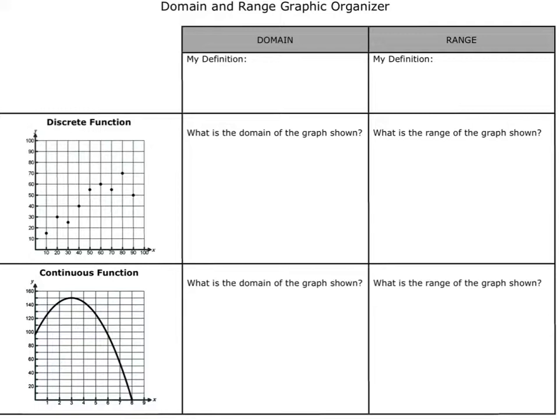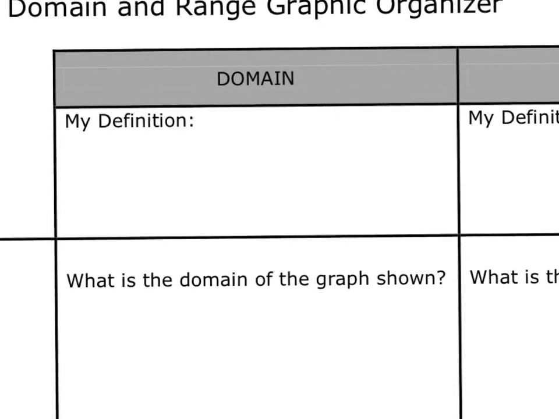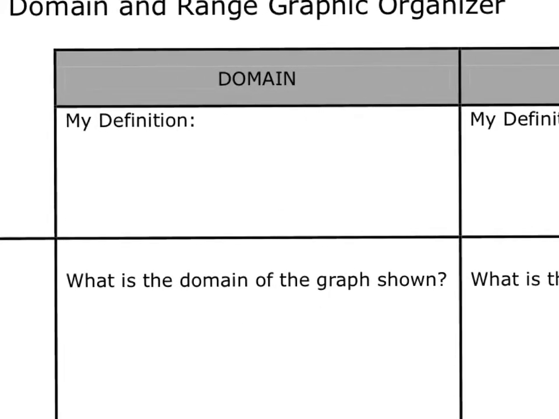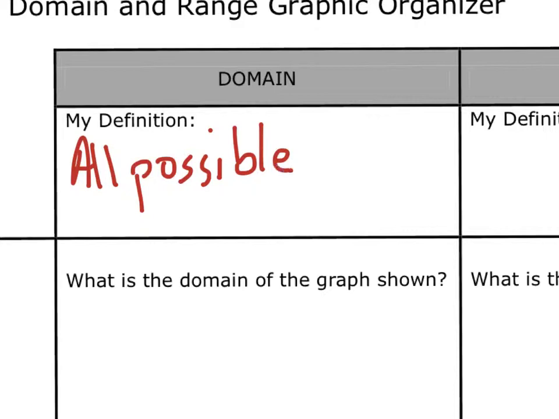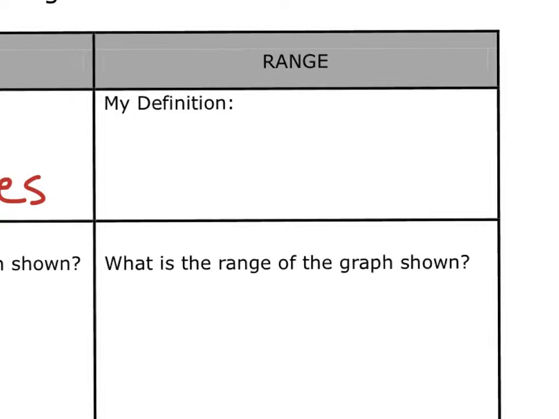Let's take a look at the domain and range graphic organizer, and let's start with the definitions. The definition for domain is all possible x values. You should know that because we talked about it in class already. So the definition was all possible x values, and logically that means that the definition for range should be all possible y values.